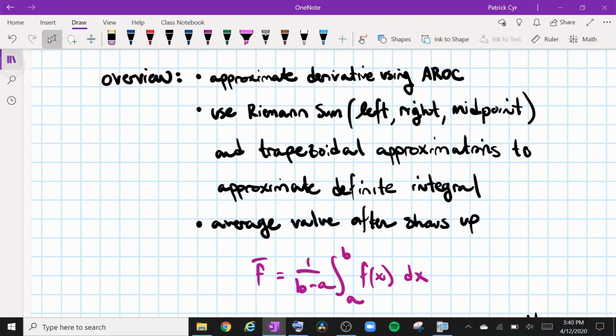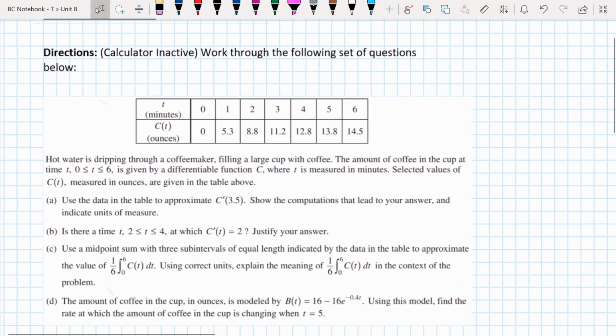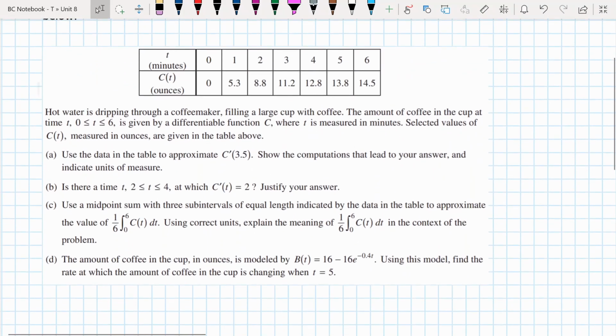So FRQ number 1. Let's say we have hot water dripping through a coffee maker, filling a large cup of coffee. The amount, we'll call it C of t, of coffee in the cup, from 0 to 6 is given by some function C, and t is going to be measured in minutes. And we have this table that represents the amount of coffee in ounces as a function of minutes, time, up here at the top.